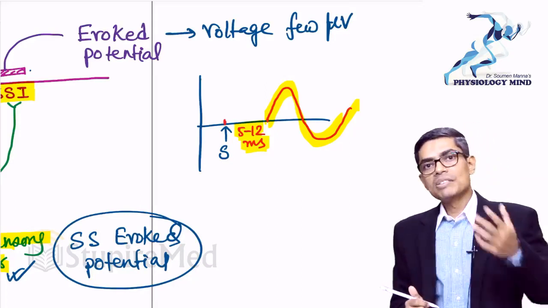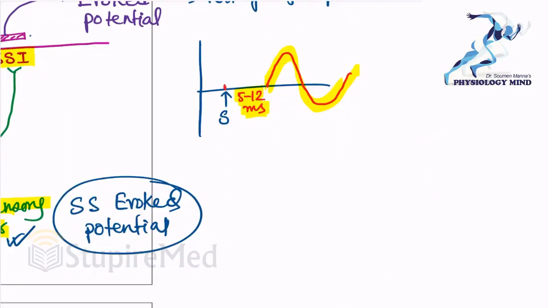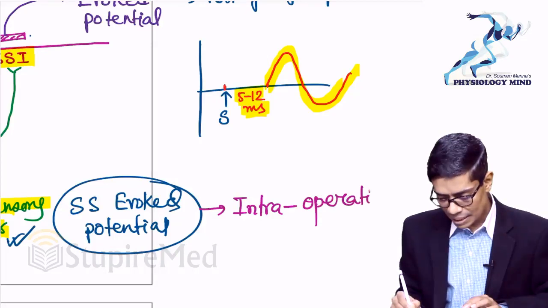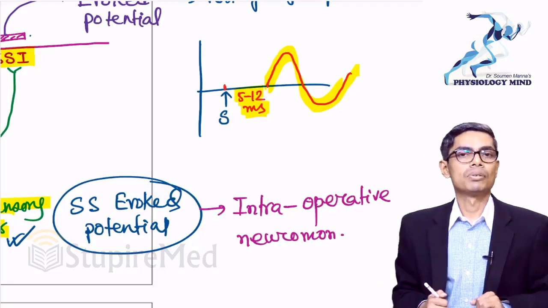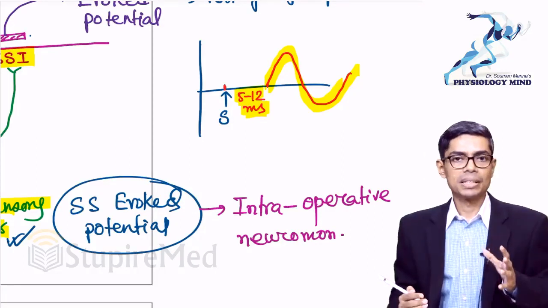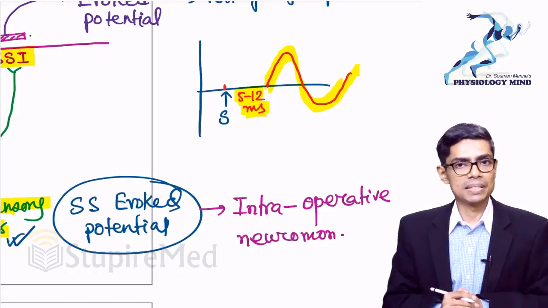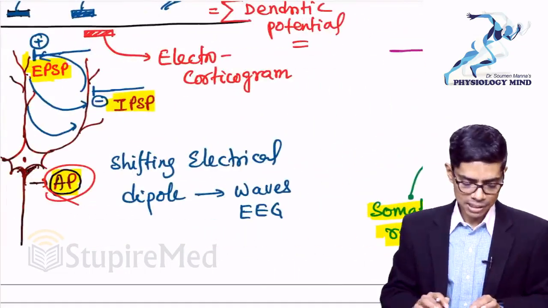Now what is the utility of this somatosensory evoked potential? Generally this is done for intraoperative neuromonitoring. So you are monitoring the patient to see whether you are compressing some nerve or not. So this kind of evoked potential recording is done. So this is the difference between EEG and evoked potential.